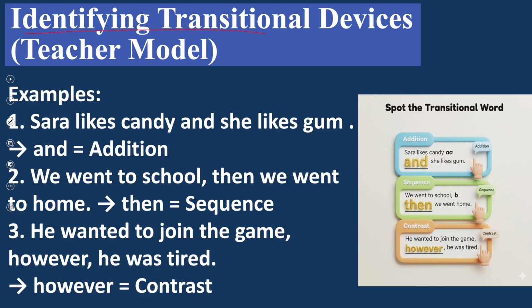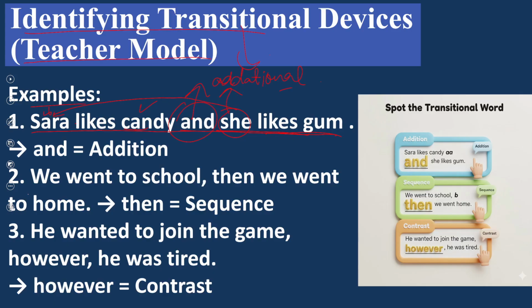Identifying transitional devices, teacher model. It means student model and teacher model. Example: Sarah likes candy and she likes gum. Here is Sarah and here is the pronoun she, which is indicating the same girl. First, she likes candy and she likes gum. It means that in this example, we can identify the addition transitional device used.